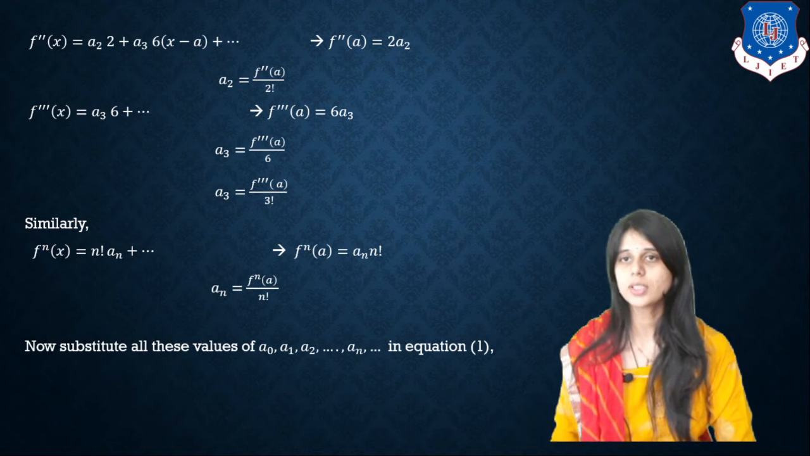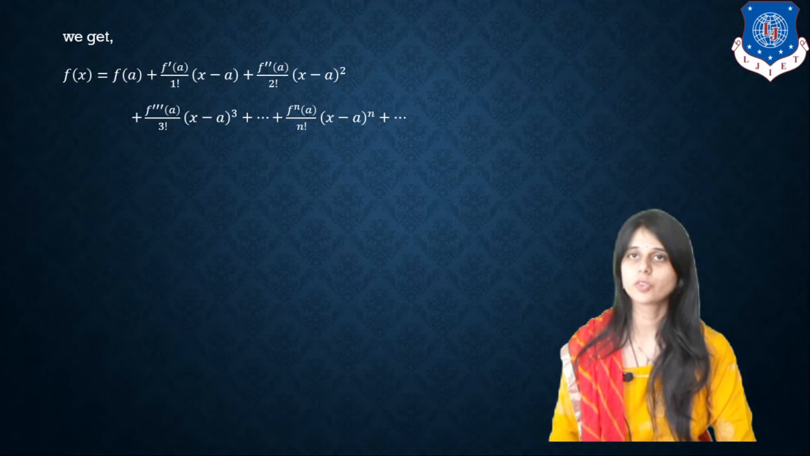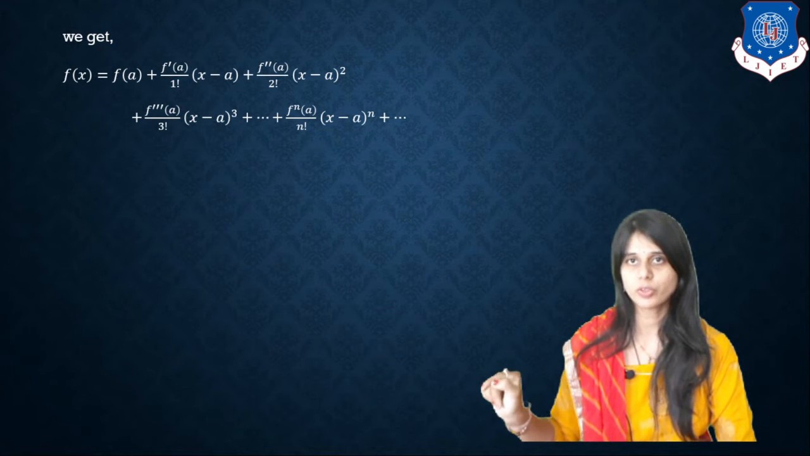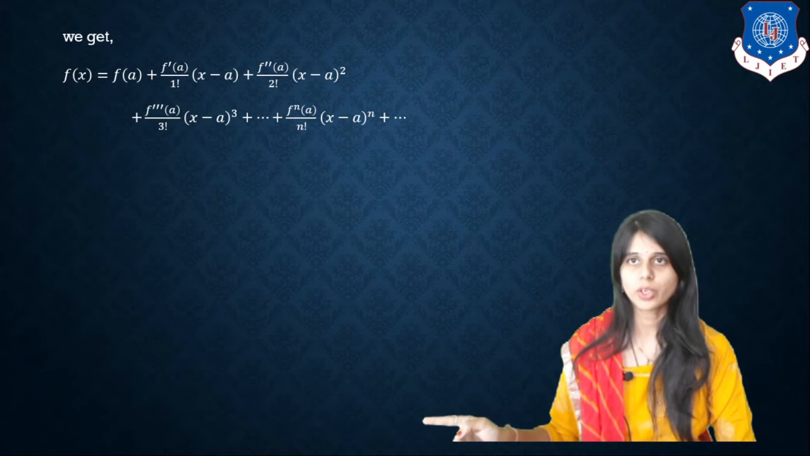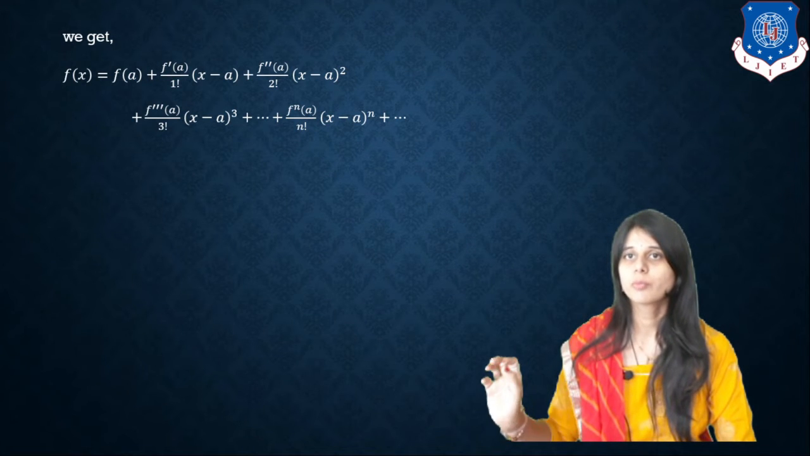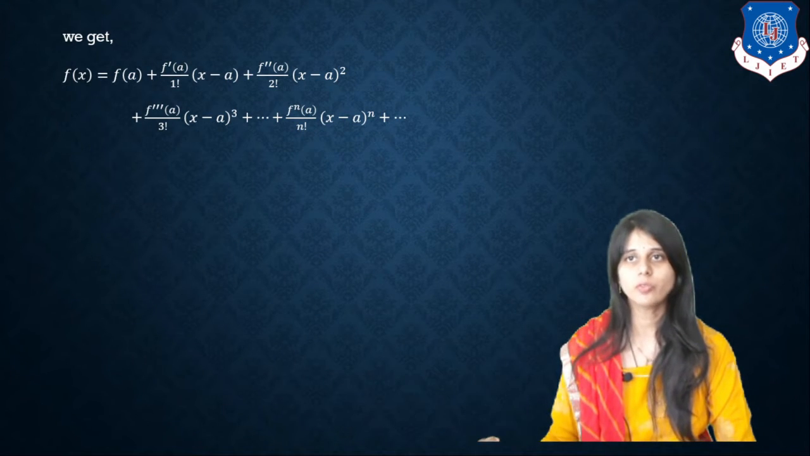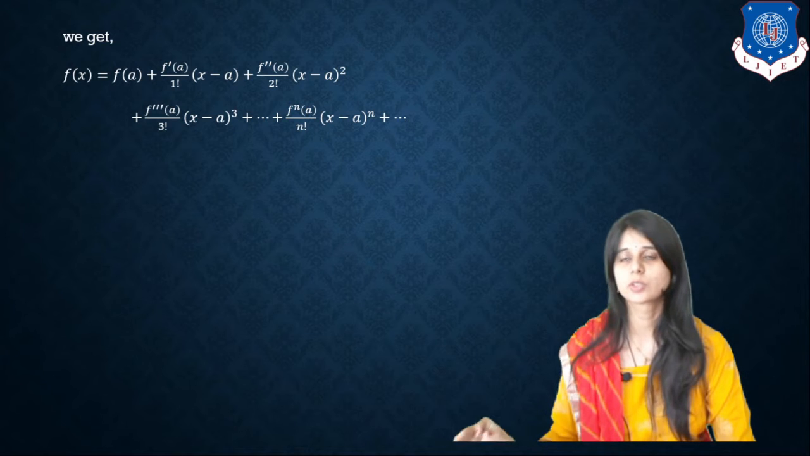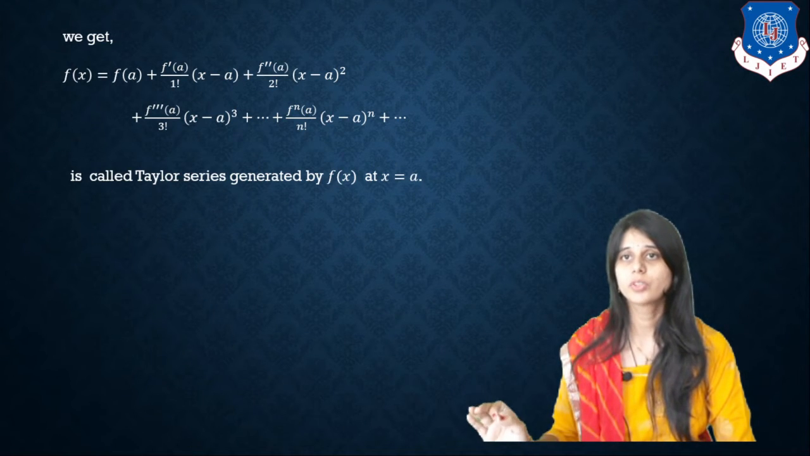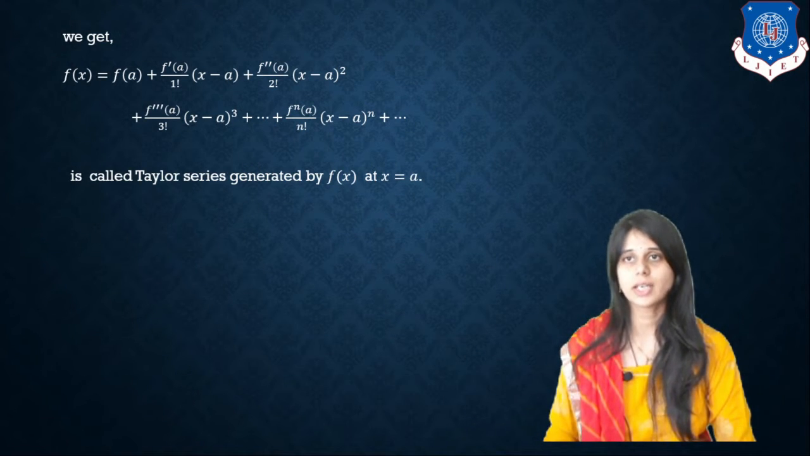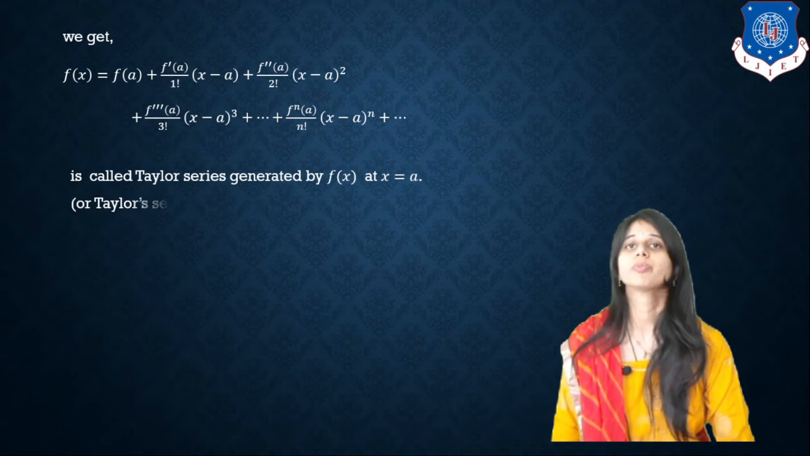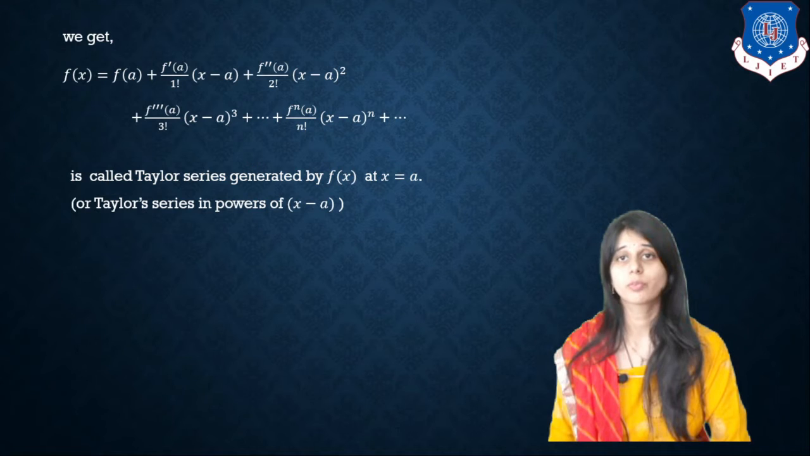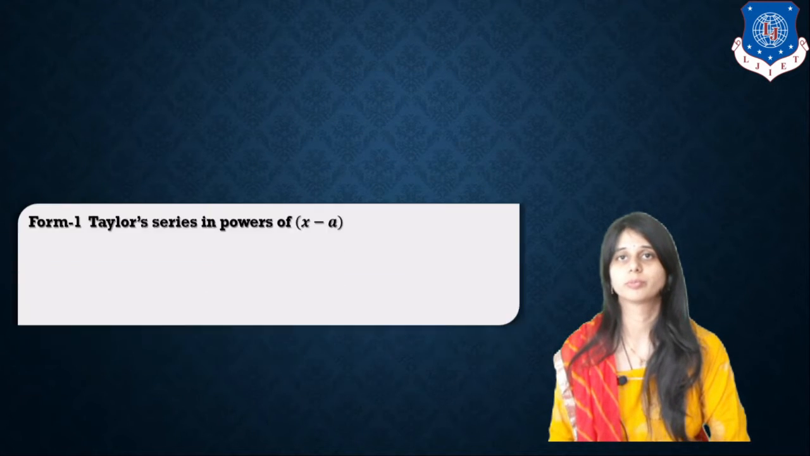Now substitute all these coefficients a0 to a_n in equation 1. We get f of x equal to f of a plus f dash a upon 1 factorial (x minus a), plus f double dash a upon 2 factorial (x minus a) whole square, up to f raised to n at a upon n factorial (x minus a) raised to n. So this is the Taylor series of the function f of x at x equal to a, with the center x equal to a. The Taylor series is in powers of x minus a.